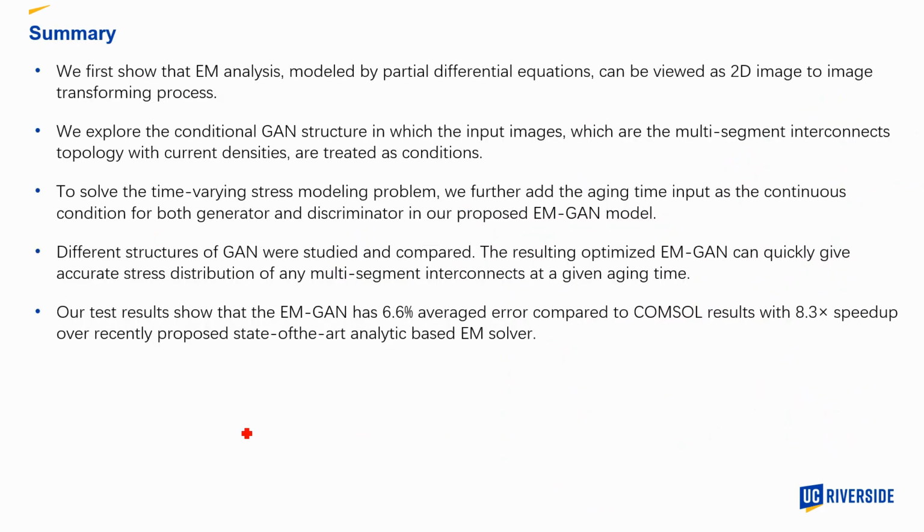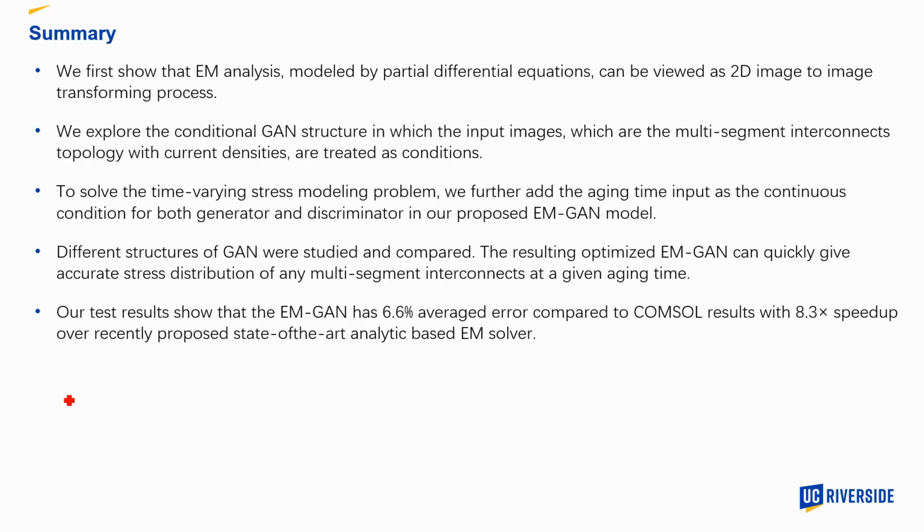To sum it up, in this work, we first show that EM analysis modeled by partial differential equations can be viewed as an image-to-image transforming process. We then explore the conditional GAN structure in which the input images, which are the multi-segment interconnect topology with current densities, are treated as conditions. To solve the time-varying stress modeling problem, we further add the aging time input as the continuous condition for both generator and discriminator in our proposed EM-GAN model.